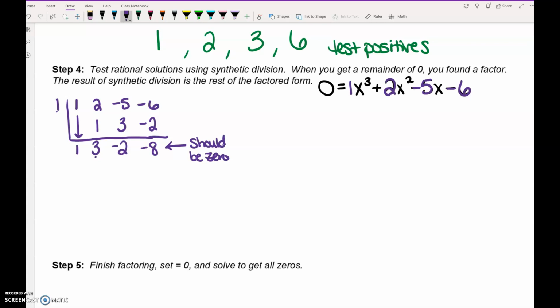If it is not 0, then 1 is not a solution. We can cross that solution off and say 1 doesn't work. Now we need to try the next number. So now I'm going to try 2.